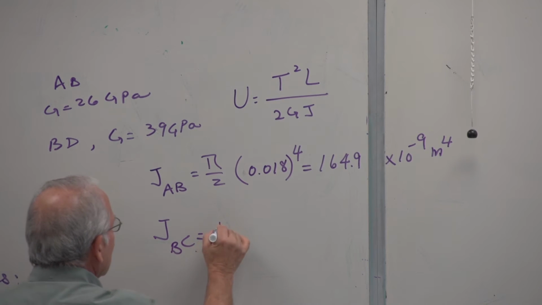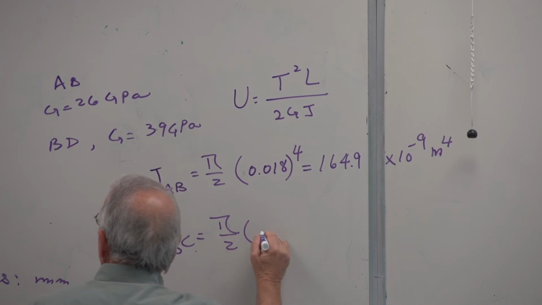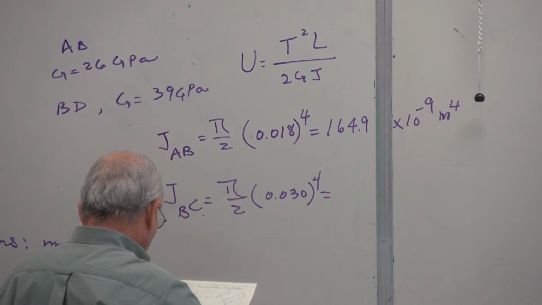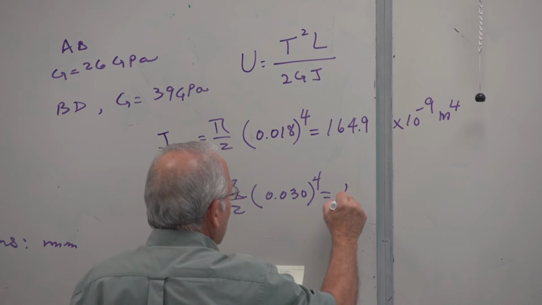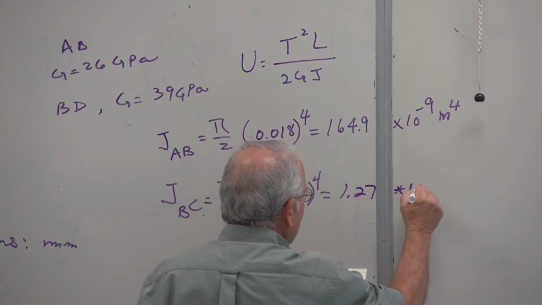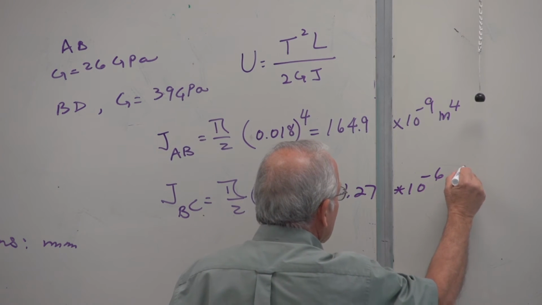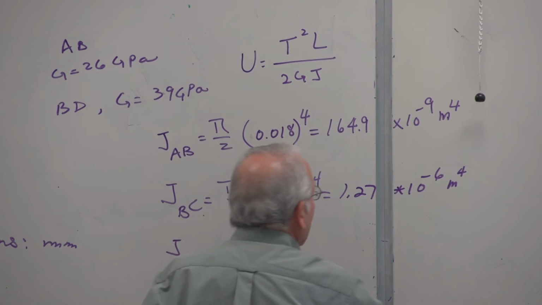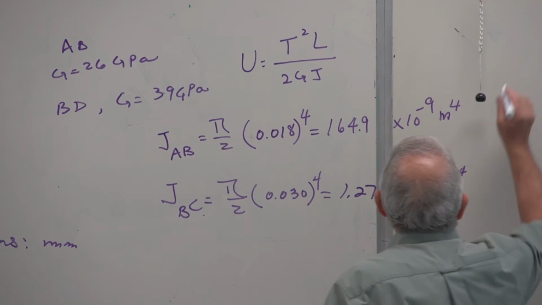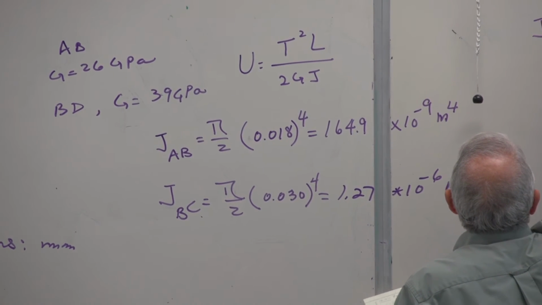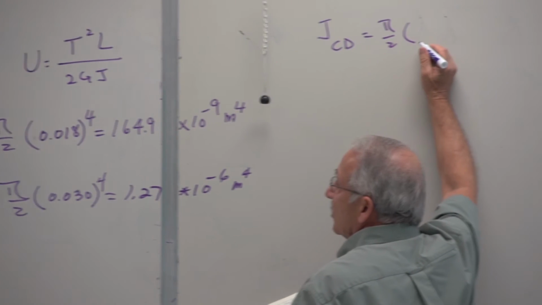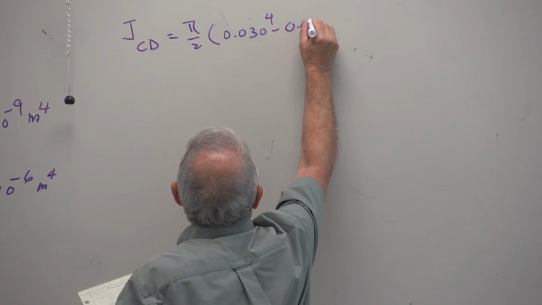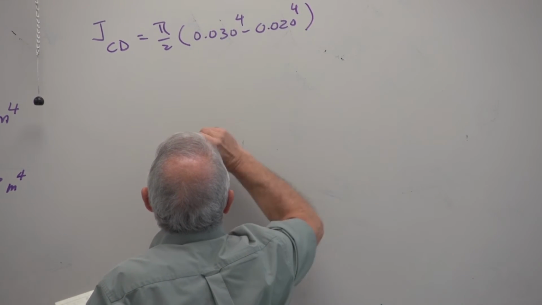JBC is equal to pi over 2 times 0.030 to the fourth. And that will be equal to 1.27 times 10 to the minus 6 meters to the fourth. And finally, let me put that up in here, JCD, pi over 2 times 0.030 to the fourth minus 0.02 to the fourth.